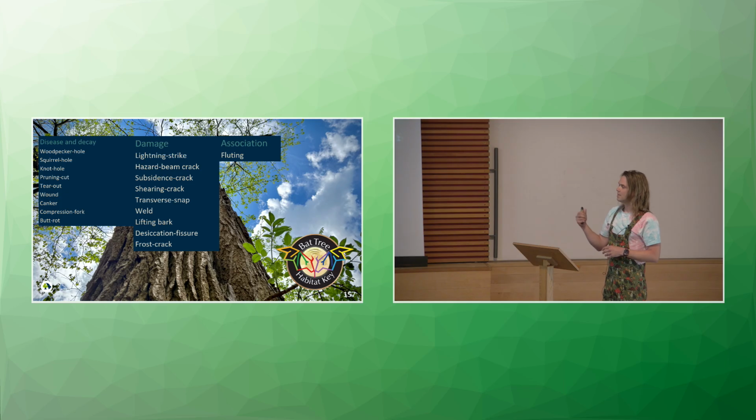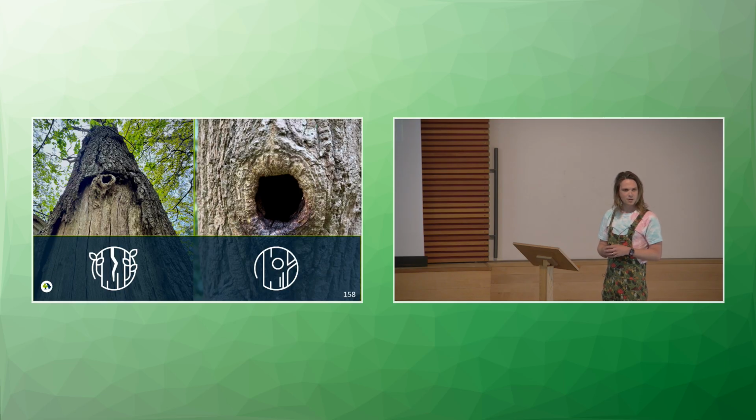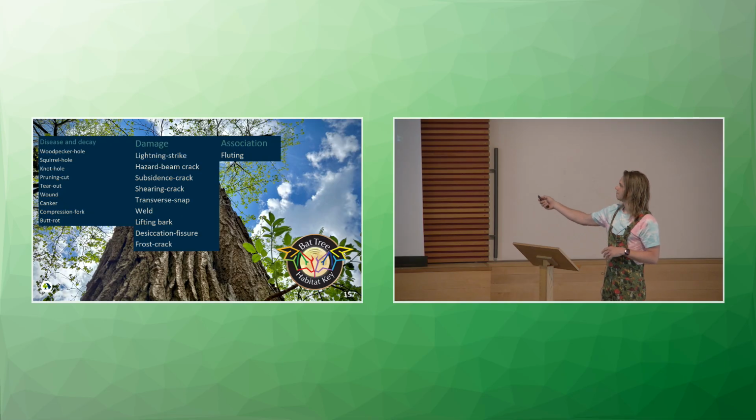So in the UK, we have 18 different bat species, and 14 of them live in trees. And according to the Bat Tree Habitat Key, a fantastic little green book called Bat Roosts in Trees, they described 19 different types of features that bats use in trees, and they're separated into different categories.